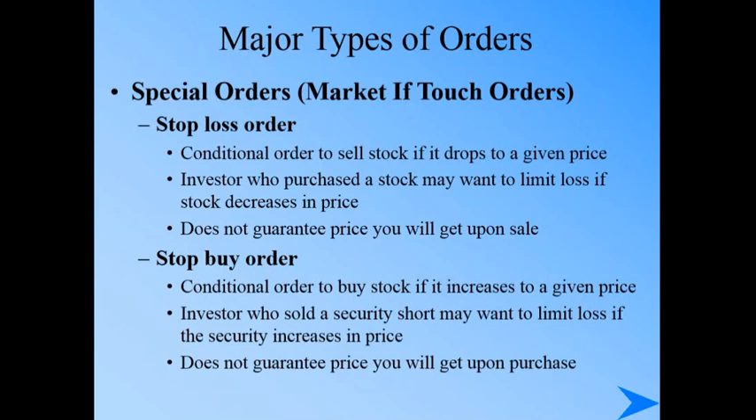So it's a conditional order to sell stocks if the price drops to a given price. An investor who purchases stock may want to limit loss if the stock decreases in price. As I told you, from 50 the price dropped to 40, so you want to limit your loss to 10 rupees. Remember that it does not guarantee the price you will get upon the sale, because you said that my stock should be sold at 40, but once it touches 40, it will be in the queue, and once your turn comes, your order will be executed. So probably the price may be even less than 40 rupees, but at 40 it will become active, and this will become a market order.